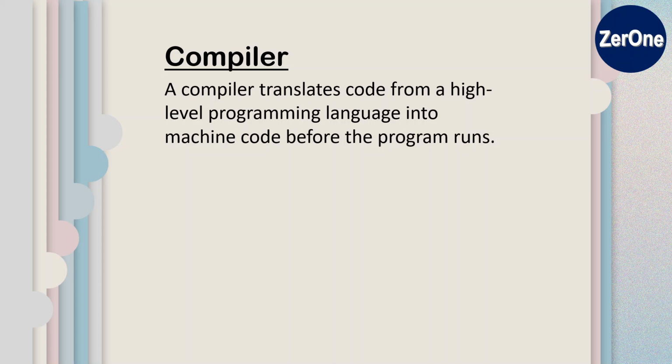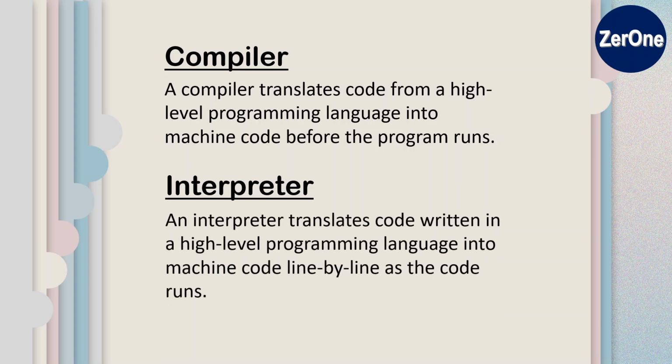Okay, and an interpreter? An interpreter is more like someone reading your book out loud and translating it sentence by sentence as they go. It reads your program one line at a time and tells the computer what to do right then and there. Got it. Both are like translators, just with different styles. Exactly. And without them, the computer wouldn't understand a single thing we're trying to say.